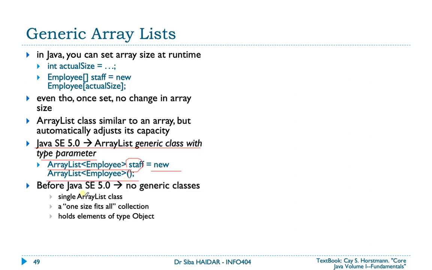Before that, let's do some history now. Before Java 5, ArrayList was not even generic, so there was no type parameter. There was a single ArrayList class, a one-size-fits-all collection. You can put inside whatever objects you want, and the objects that it can hold are of type Object, of course.